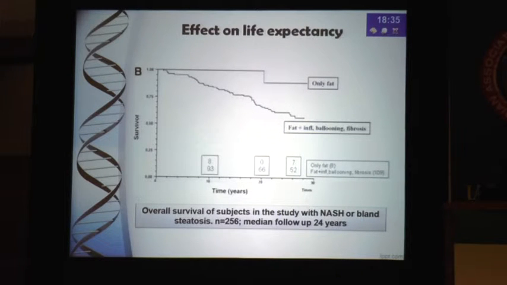And that is why, if you compare steatosis and NASH, you will find that the overall survival of the subject is less if the person has NASH as compared to only steatosis. When fat plus inflammation, ballooning and fibrosis is there, the life expectancy decreases.